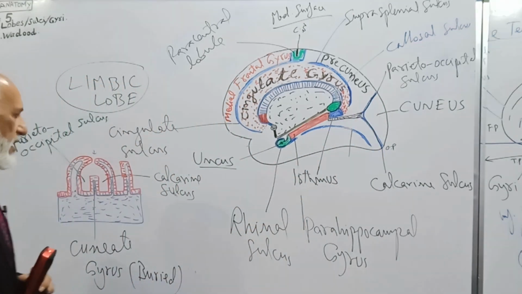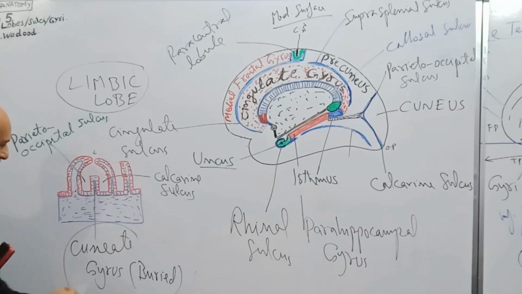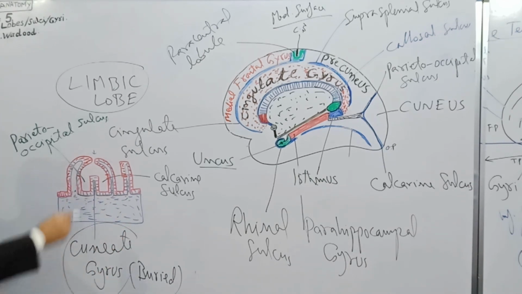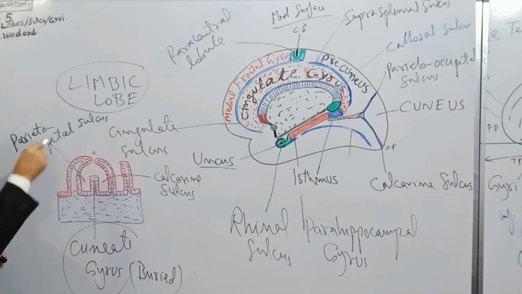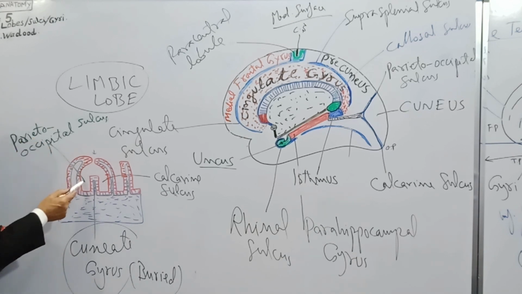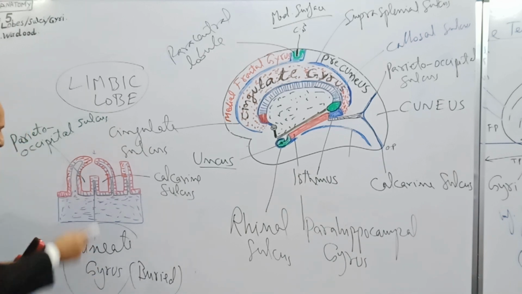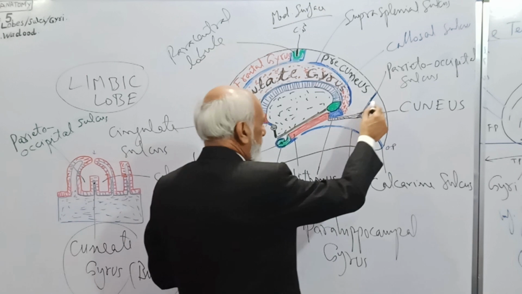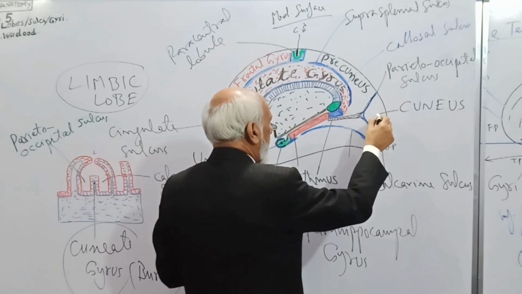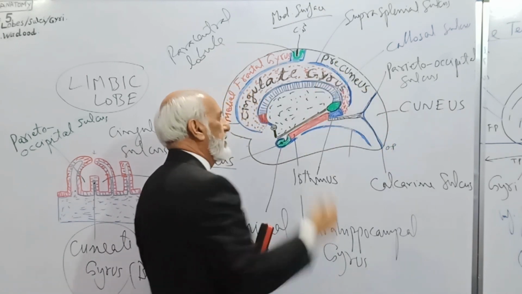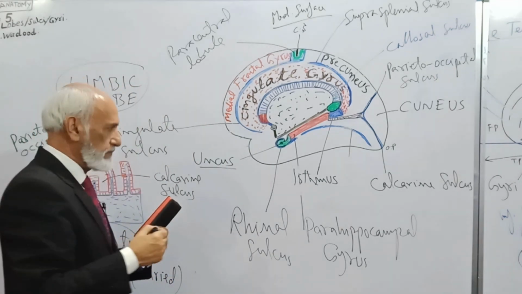Now, we talked about cuneate gyrus, which is a buried gyrus separating inside the parieto-occipital sulcus and the calcarine sulcus. So do not confuse these names. These are different. This buried gyrus is called cuneate gyrus. This gyrus is known as the cuneus, and the gyrus in front of it is called the precuneus.